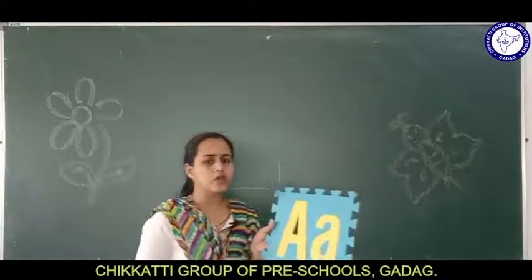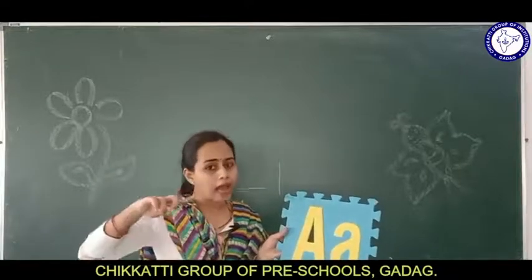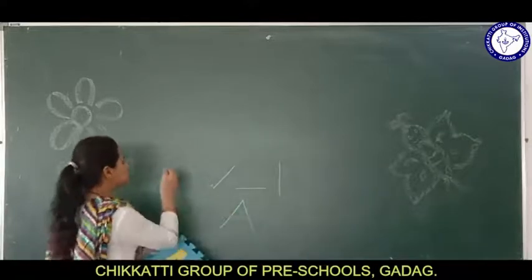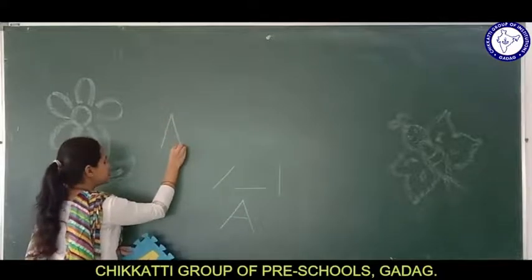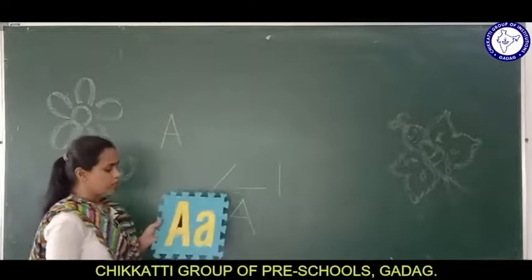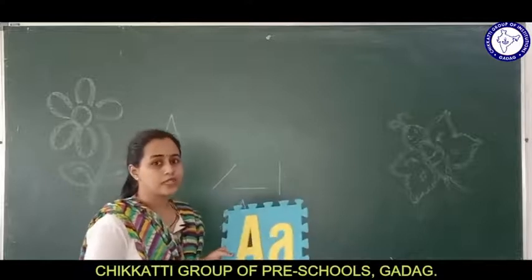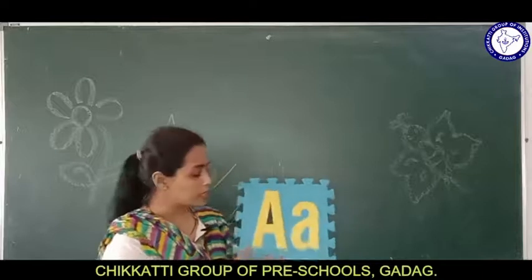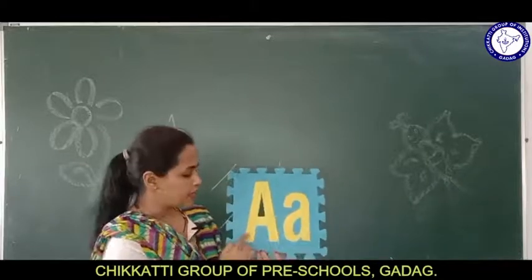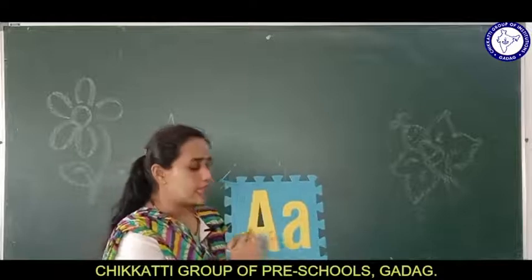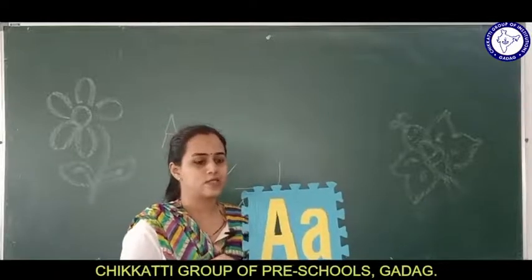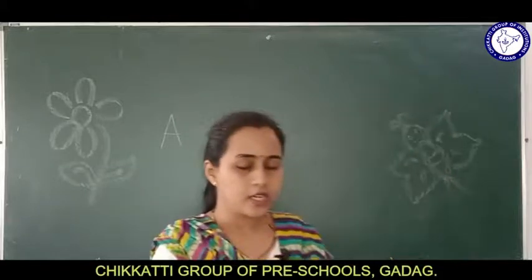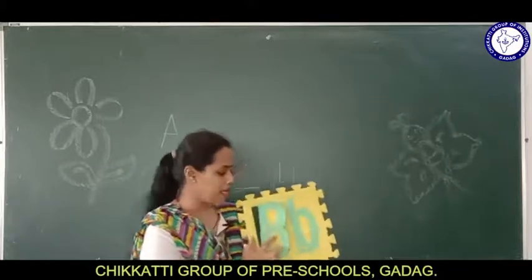Do you know the sound of A? It's A. Here this is a small a that we will learn in the next class, okay? We are going to learn only capital letters today. You should practice this, right? So we go for the next letter, which is B.